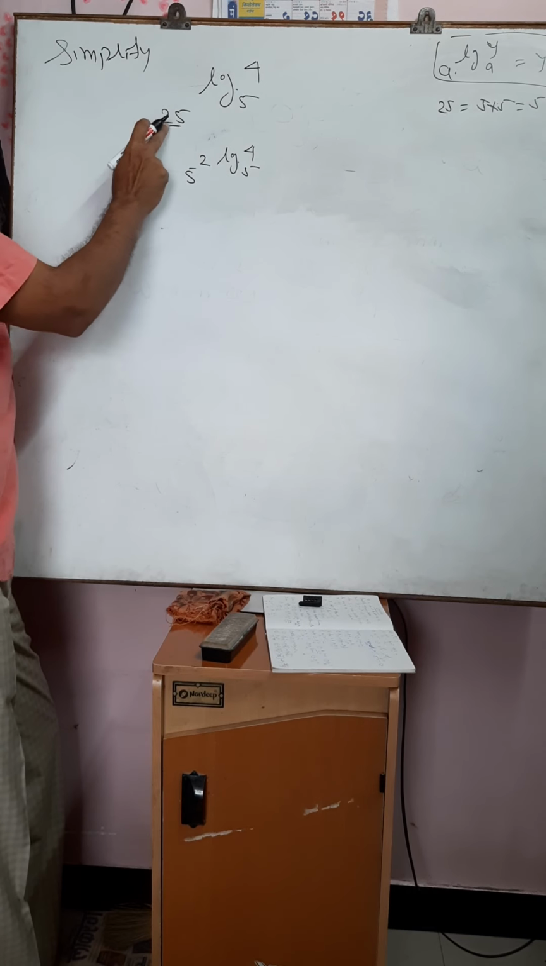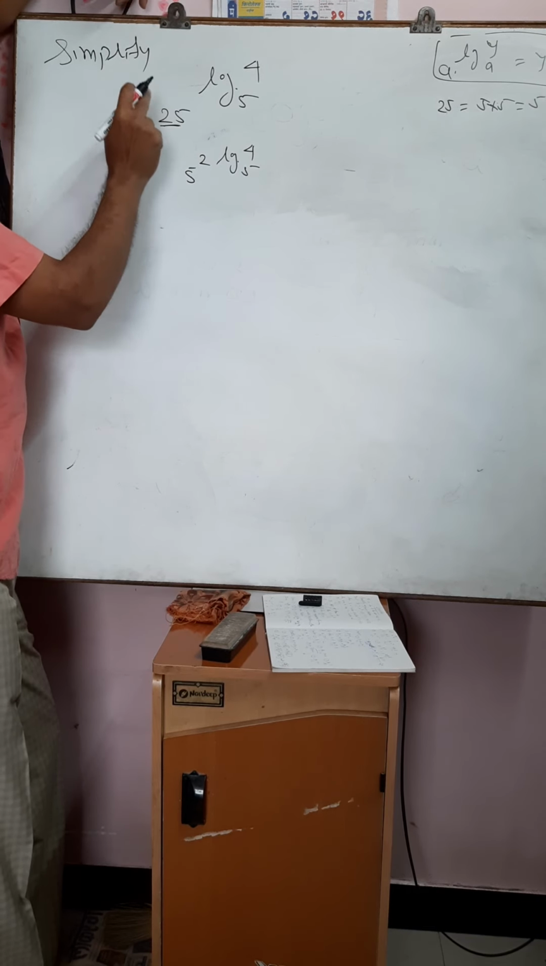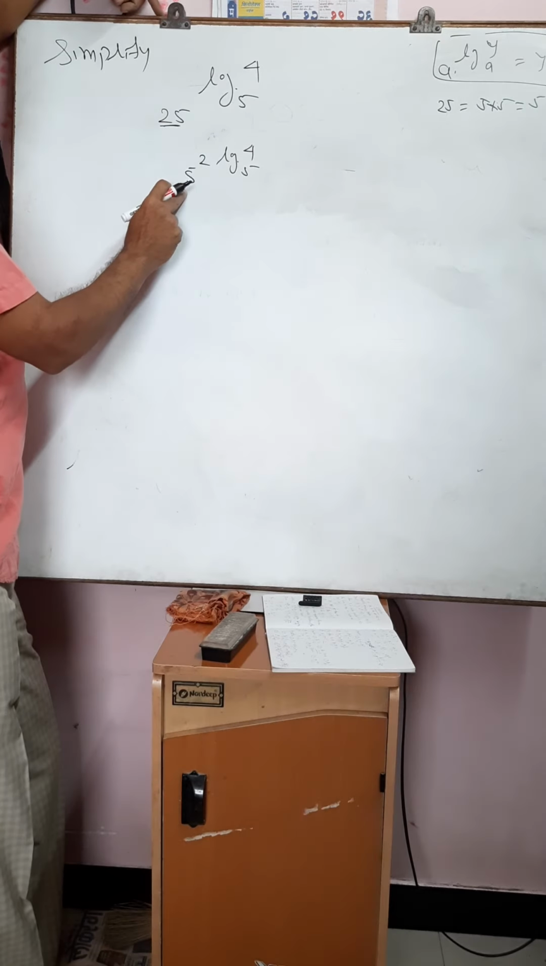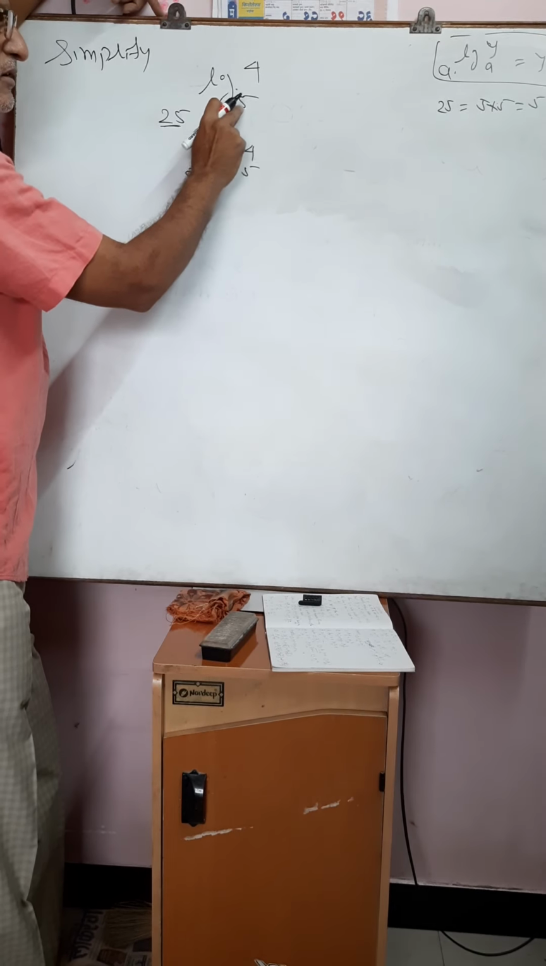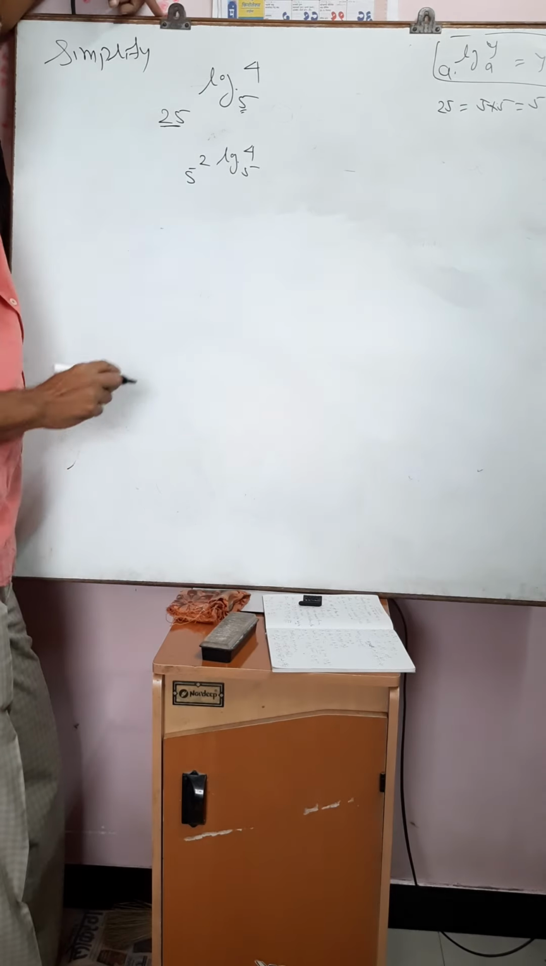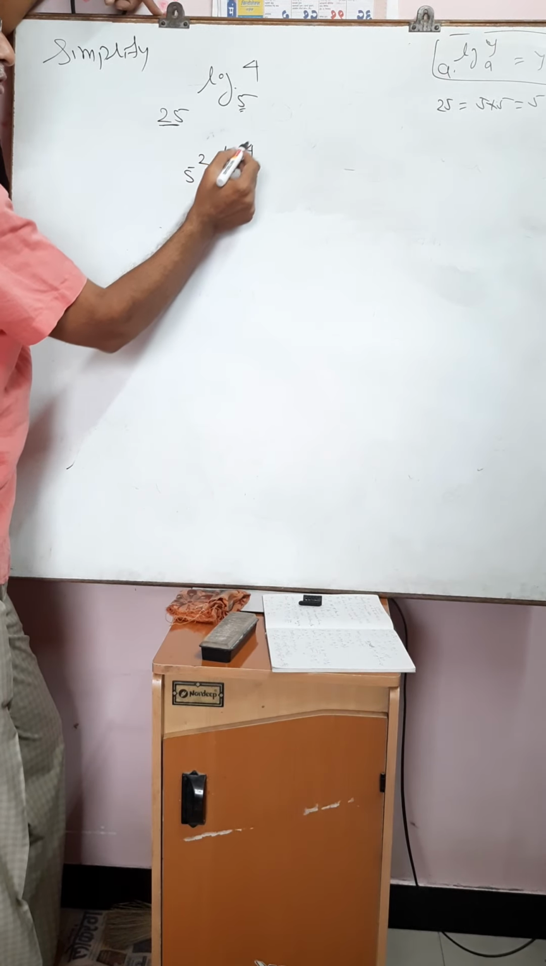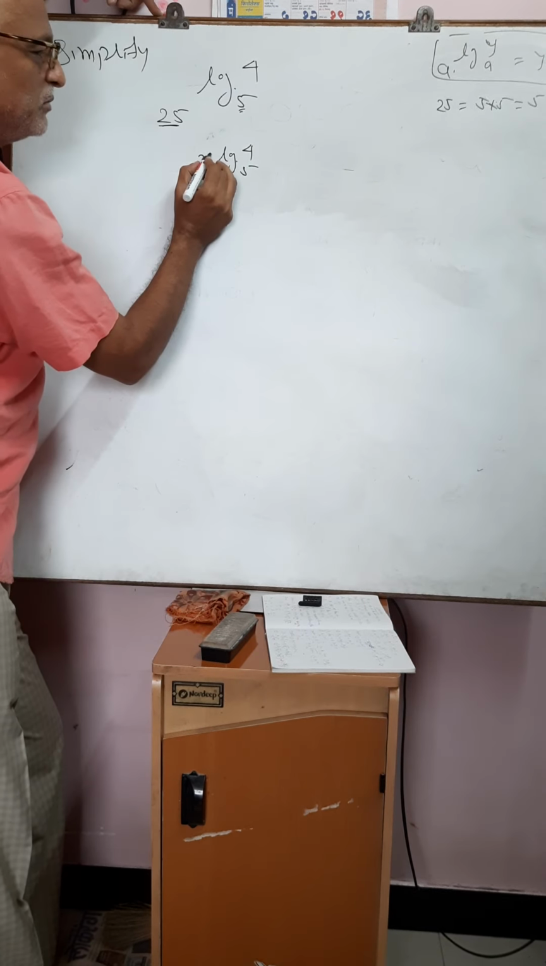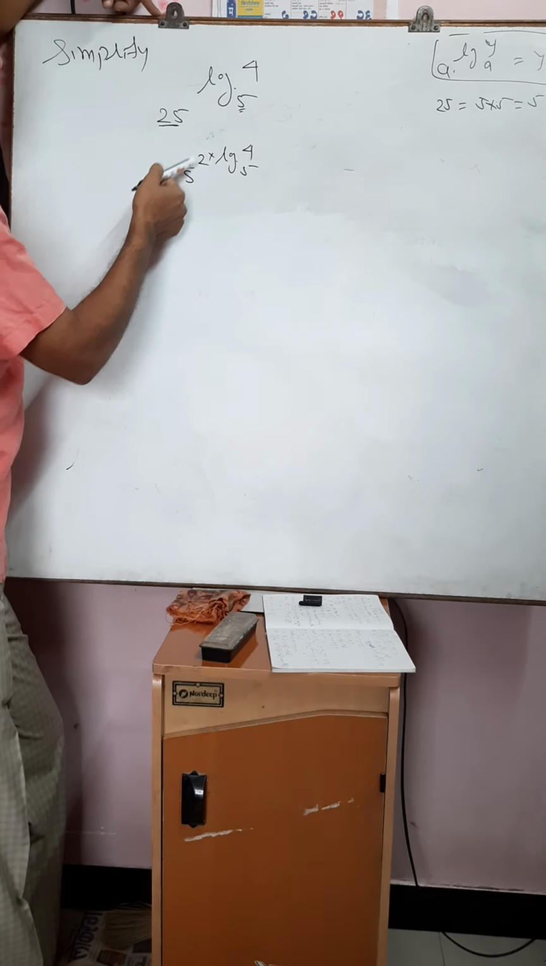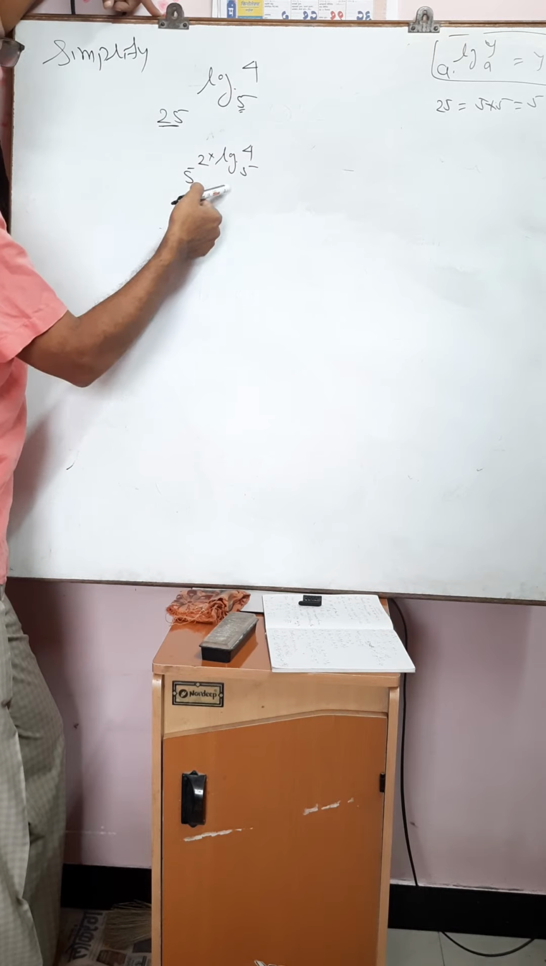सिर्फ मैंने 25 को रिप्लेस किया है. 25 को किससे रिप्लेस किया मैंने? 5 स्क्वायर से. Why 5 square? Because here the base is 5. The base of logarithmic form is 5. Now 5 square log of 4 to the base 5. Or you may put here multiplication sign also. 5 square into log of 4 to the base 5.